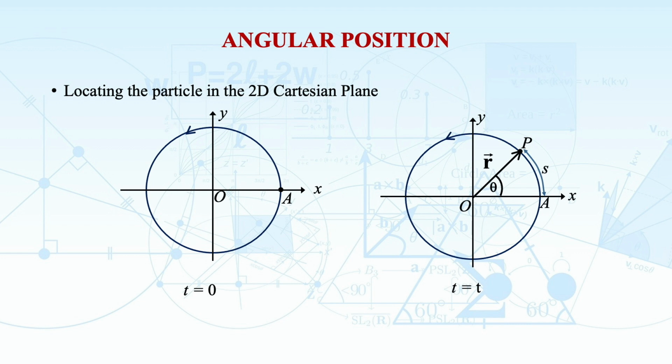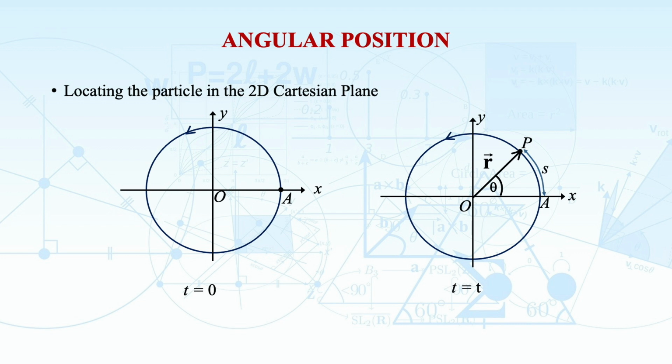Now suppose a time t elapses in which the particle moving counterclockwise reaches a point P on this very circle. So what do we know about the point P? We know that as the particle moves from A to P, it has traced out an arc length of S. That is the length traveled by the particle along the circle, so it is the arc of the circle defined by AP.